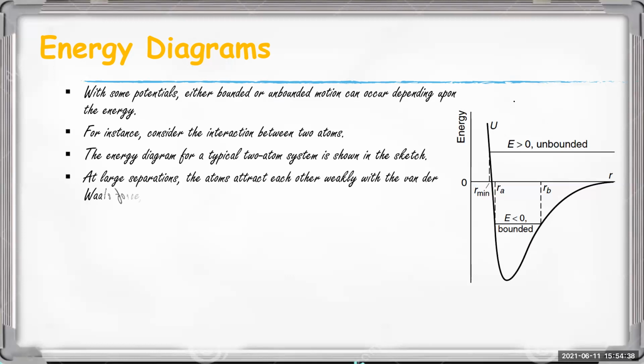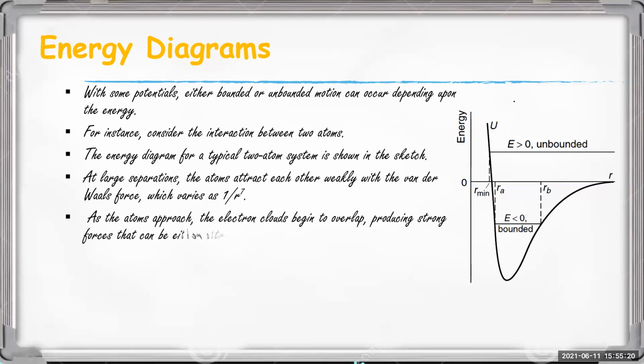At large separation, the atoms attract each other weakly with van der Waals forces, which vary as 1 by r raised to 7. Have you heard about van der Waals forces in your +2 classes? So at large separations, the atoms attract each other with a weak force, van der Waals forces, proportional to 1 by r raised to 7.